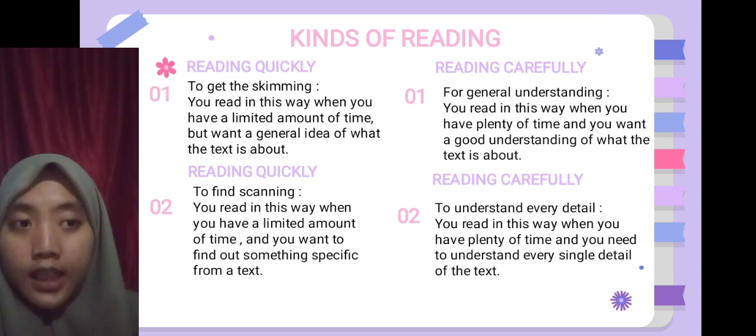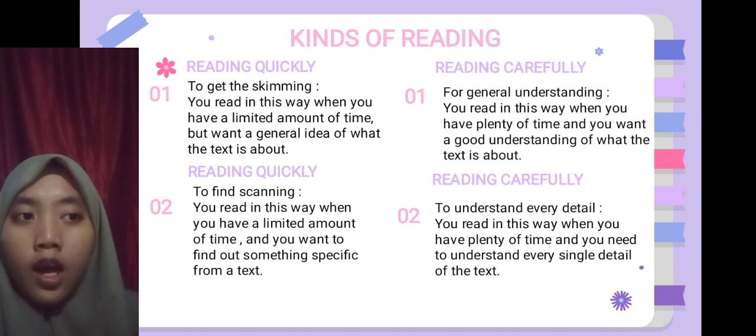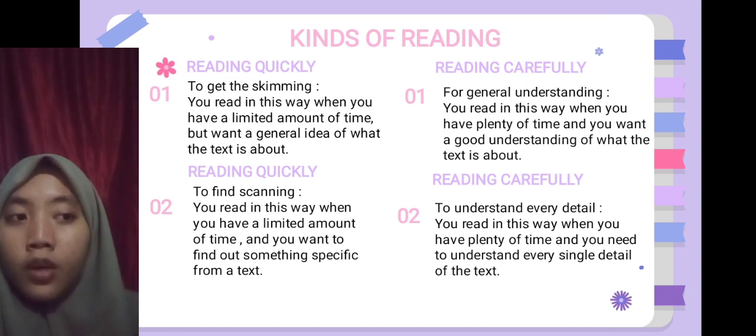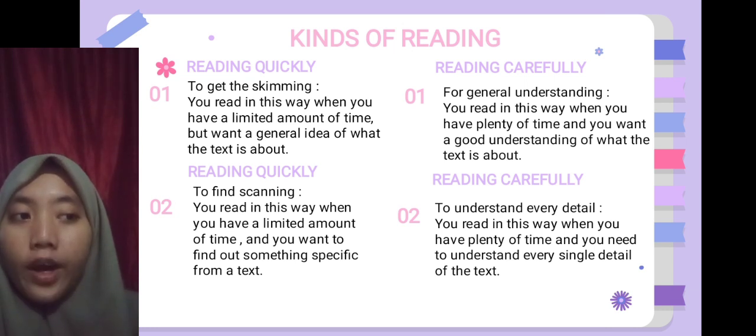Reading carefully. One, for general understanding. You read in this way when you have plenty of time and you want a good understanding of what the text is about. Two, to understand every detail. You read in this way when you have plenty of time and you need to understand every single detail of the text.